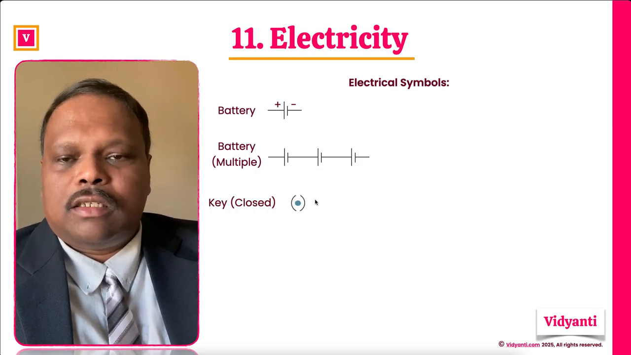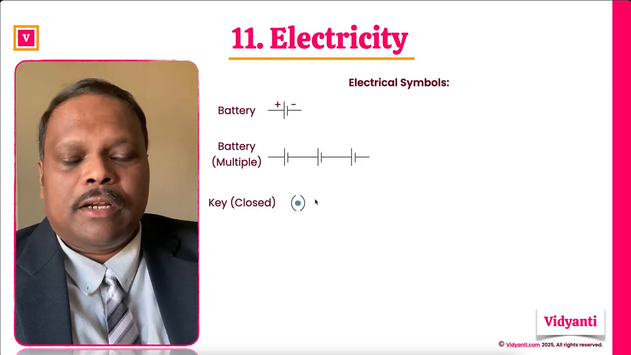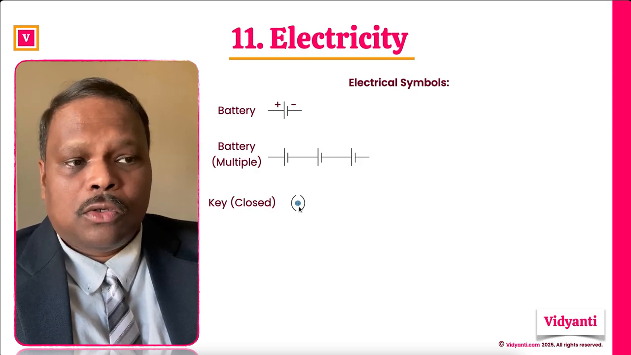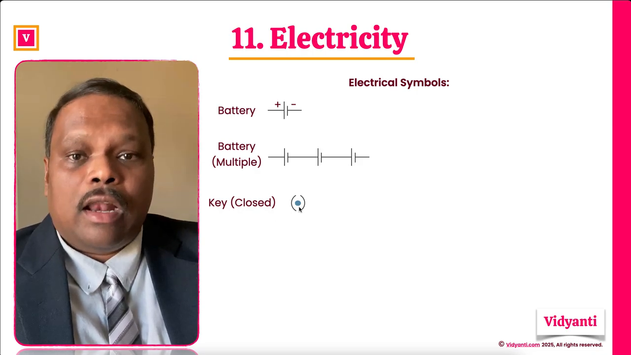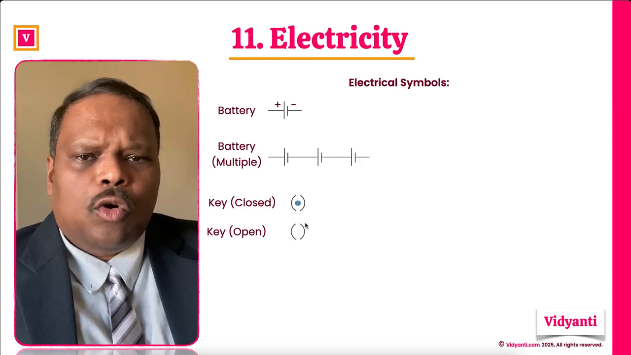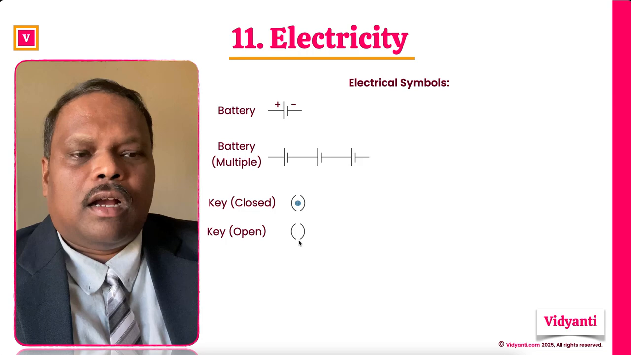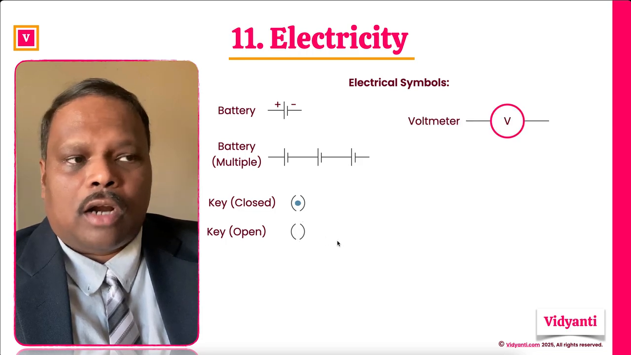So the next thing which we are going to see is key, which is used to connect or disconnect the circuit. The key will have two positions. The close position will be like this one, that will allow the electrons to flow through the circuit, and open key kind of represents a disconnected circuit, so that will be shown without the dot.